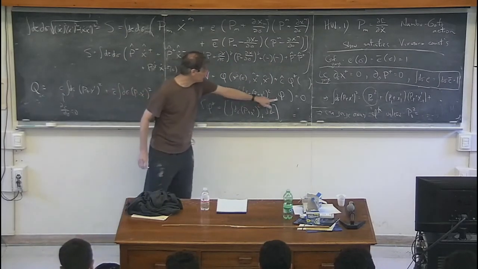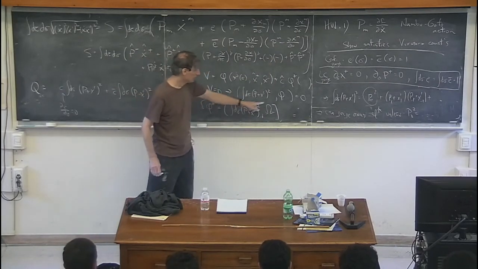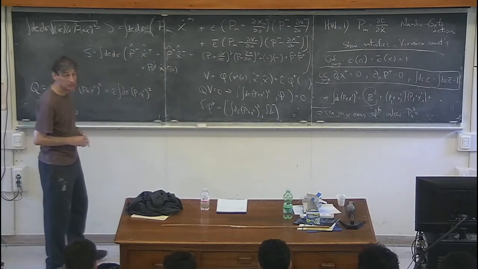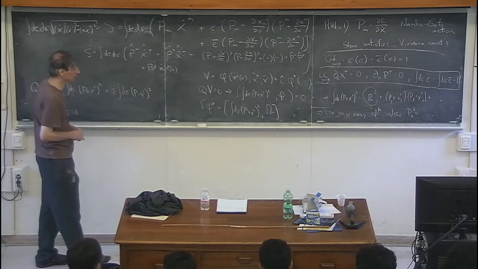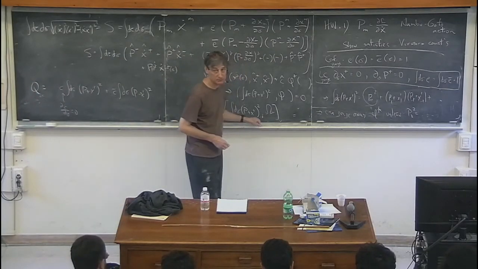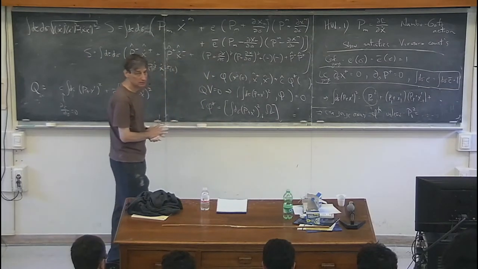Again, these are the fields. These are the anti-fields. And this is just the same spectrum that you learned about last week. Okay, so this is in light cone gauge. Okay, any questions? Yes.